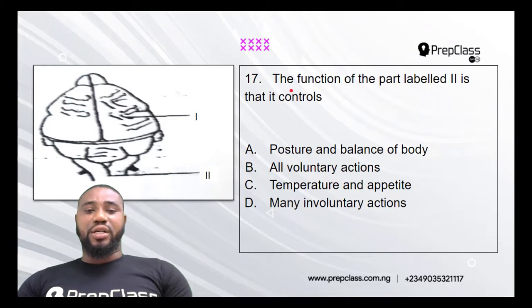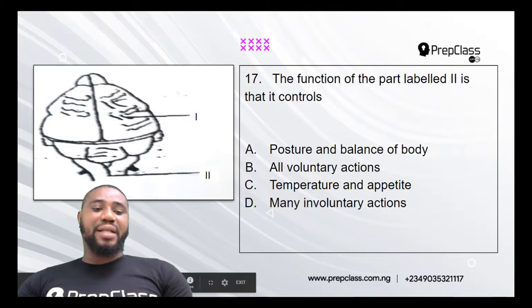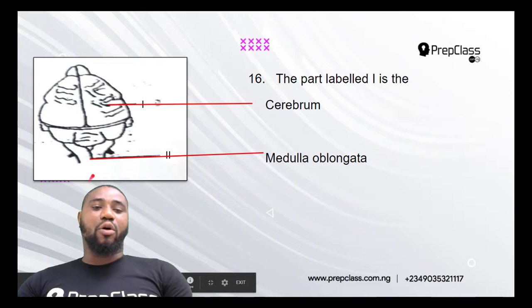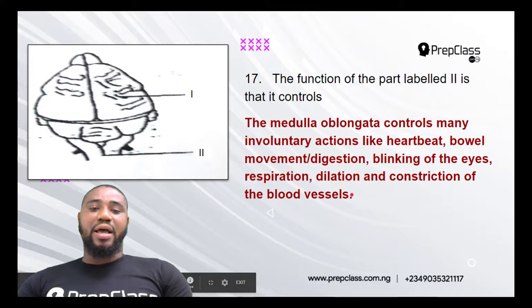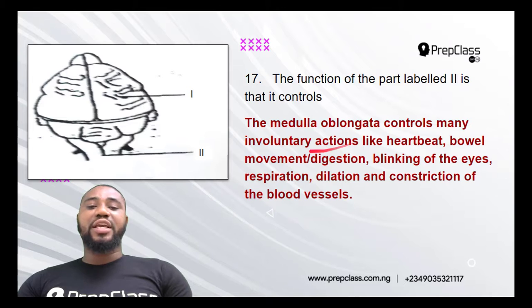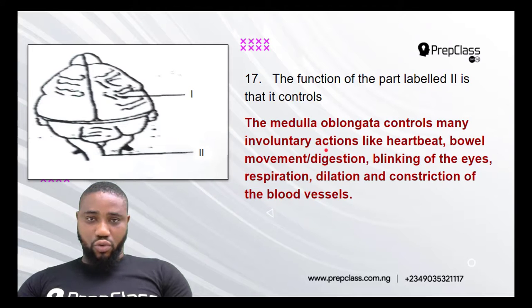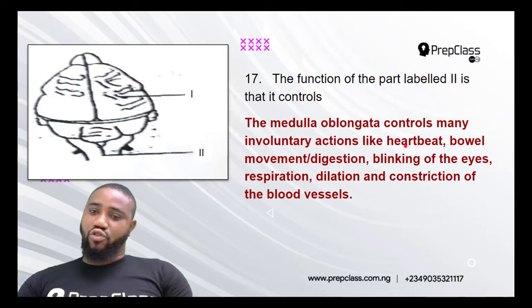Question number 17. The function of the part labeled 2 is that it controls. Now, I've told you that part labeled 2 is the medulla oblongata. So now, what's the function of the medulla oblongata? I said that the medulla oblongata controls many involuntary actions like heartbeats. Involuntary actions means actions you cannot control. You cannot control your heartbeats. You can't tell your heart, oh yeah, stop, start. No, it's not possible.